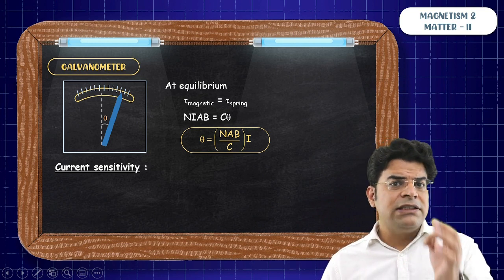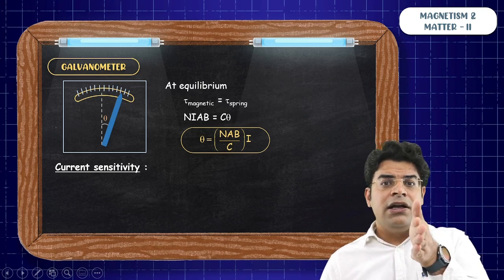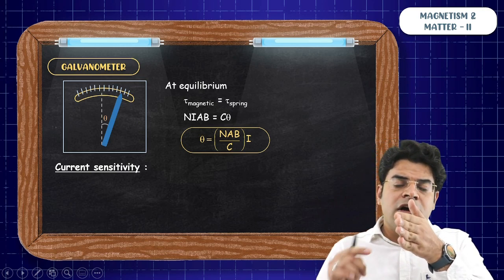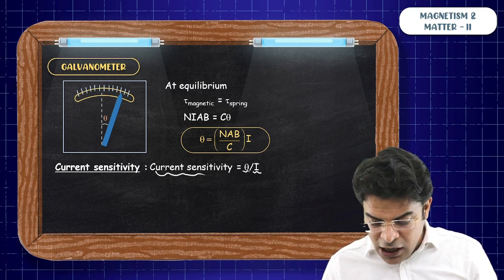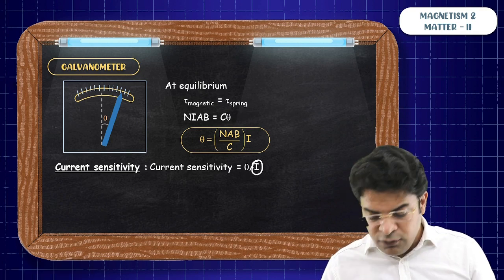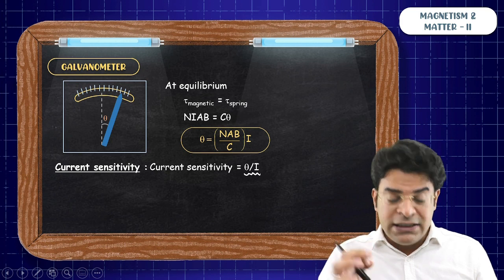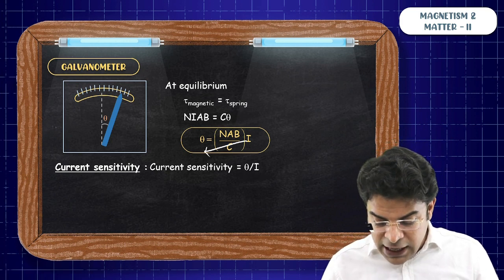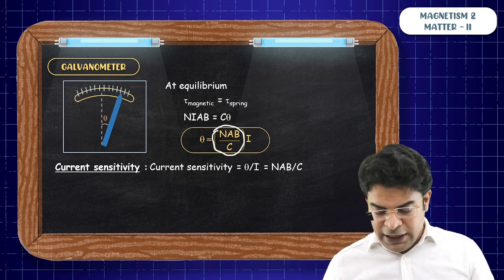The current sensitivity of a galvanometer is represented by the deflection in the needle upon the current flowing through it. So current sensitivity is defined as theta upon I, the deflection shown by the needle upon the current flowing through the galvanometer. Theta by I represents current sensitivity, and to find it you just bring the I here and you will say that current sensitivity is nothing but NAB by C.